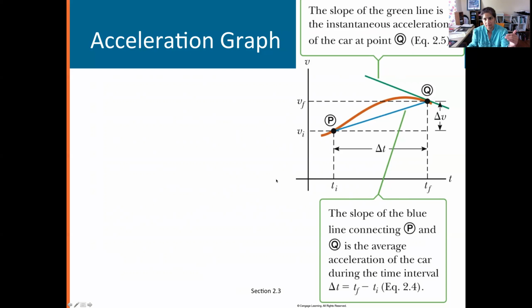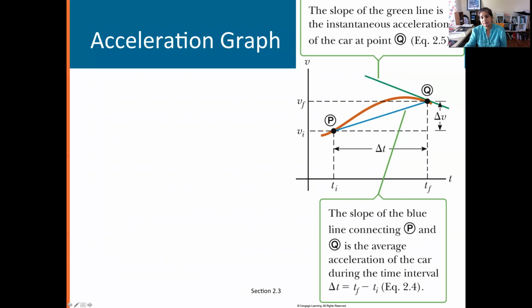Let's say you wanted to know the instantaneous acceleration at P. What would you need to do? You would need to draw a green tangent line here. Of course, it doesn't have to be green, but we have taken this color coding. So if you made a tangent line here, which would touch this curve at just one point, P, and the slope of that green line, which is not shown here, would be the instantaneous acceleration at P. Clearly, it has a different slope from the slope of the blue line.